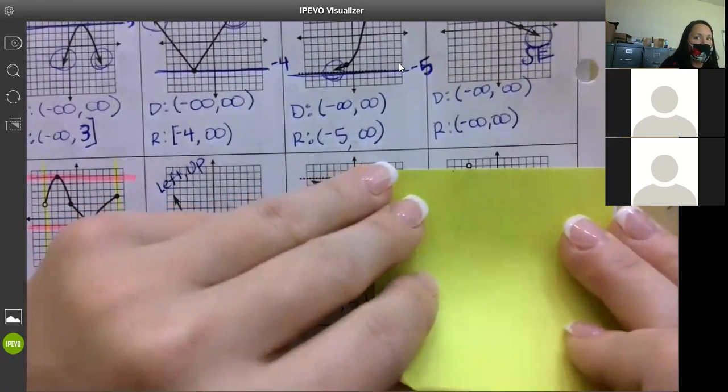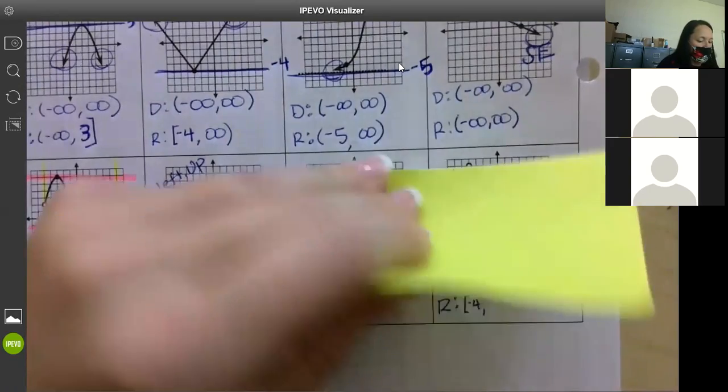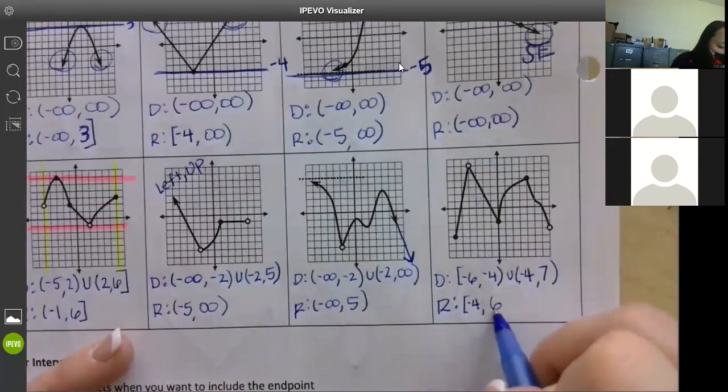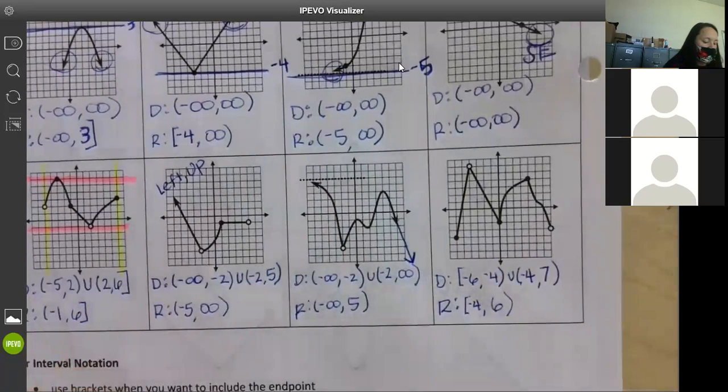Okay, at the very top, I have one. Where is that at? 6. Is it included or not? No, because it's open. That's it. That's domain and range. Okay.